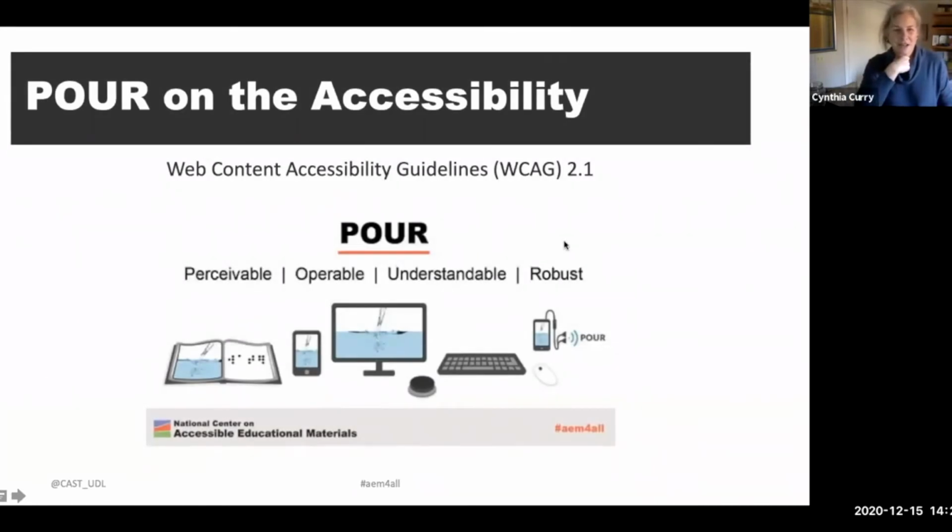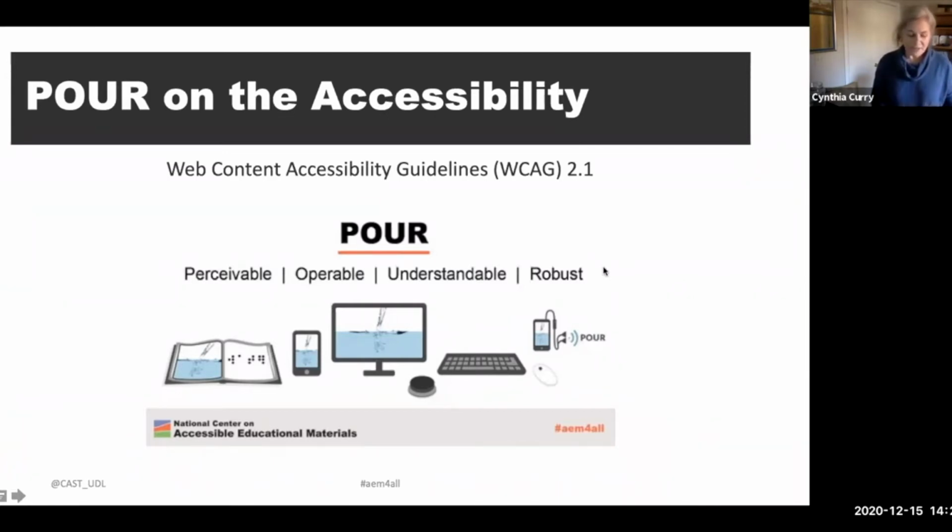POUR is an acronym that comes from the Web Content Accessibility Guidelines, from the Web Accessibility Initiative. POUR is a way to break down the Web Content Accessibility Guidelines into 4 principles. And those are perceivable, operable, understandable, and robust. And this applies regardless of whether you're purchasing a material, whether you're creating a video, whether you're selecting or curating an open educational resource. Regardless of whatever pathway you're taking to provide material or technology to your students, POUR is a framework that you can follow.